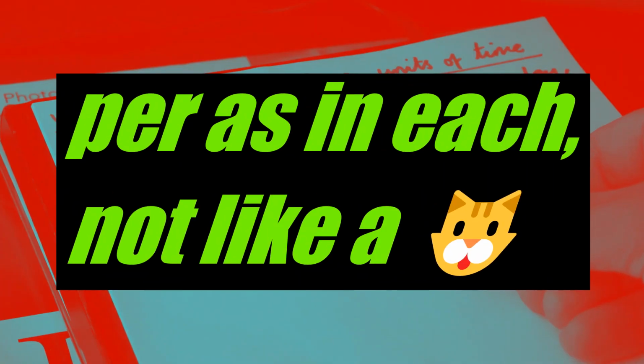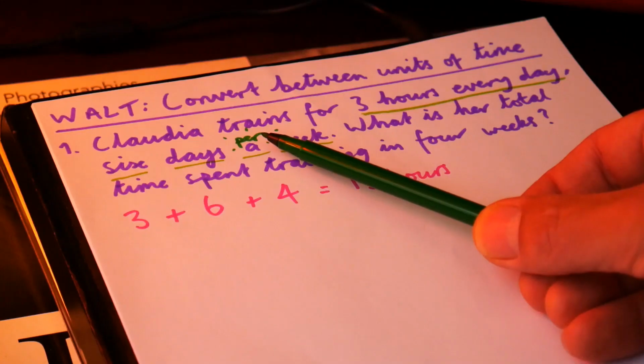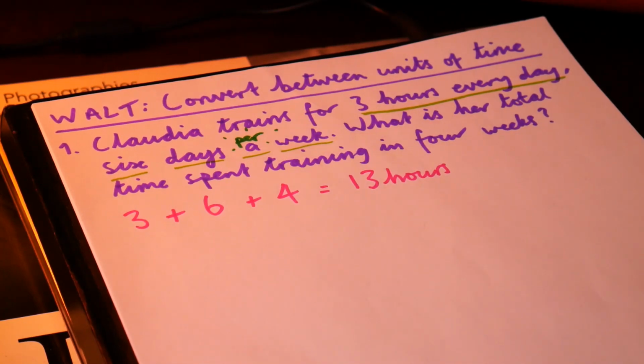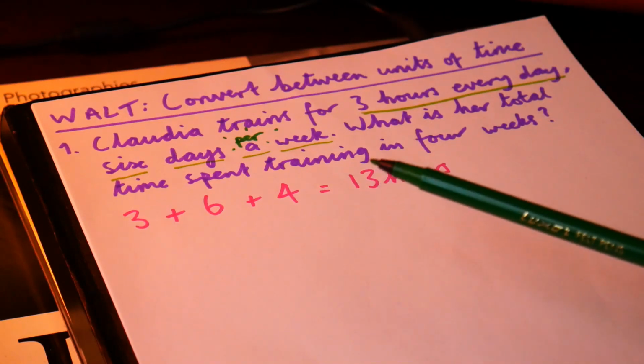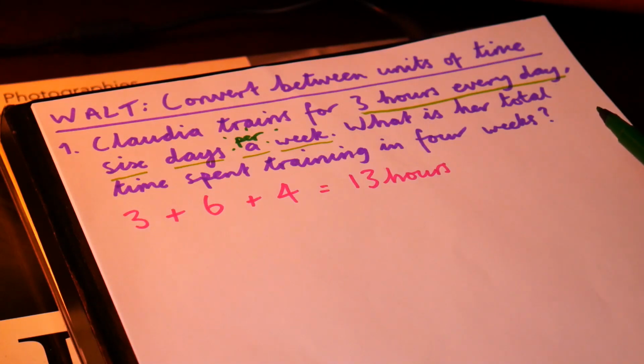Now whenever you see per, if I said there were 6 eggs per packet, now per is another word for times. If I said 6 days per week, and I had 3 weeks, for example, I'd do 6 times 3. So we've got to look out for that later on. So what is her total time spent training in 4 weeks?